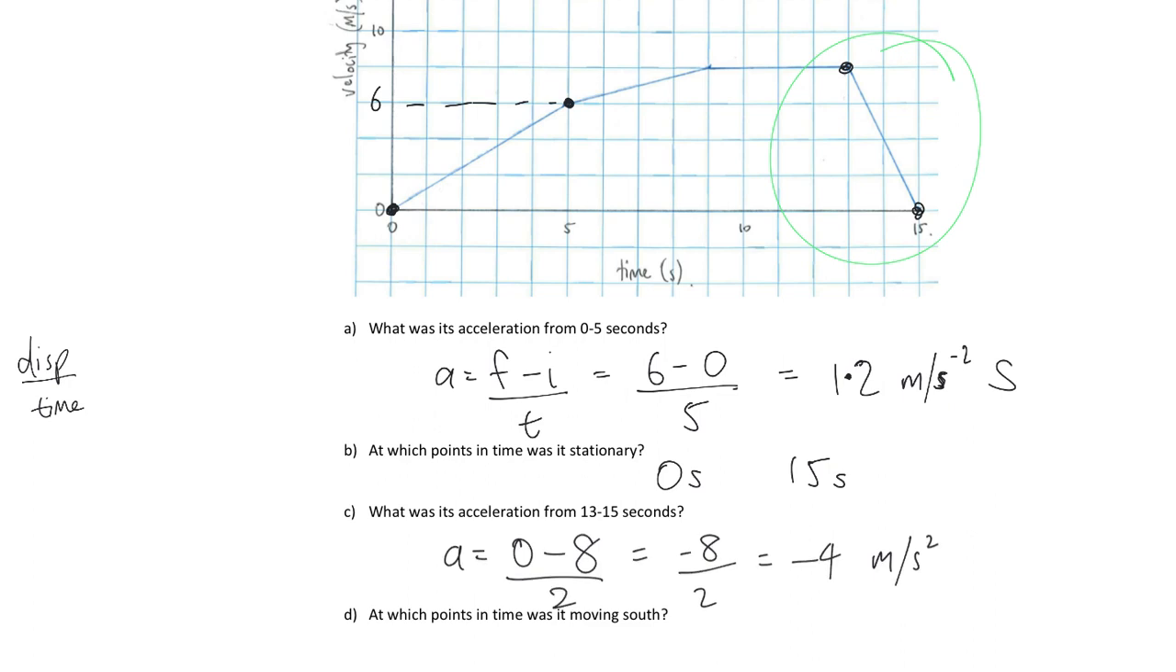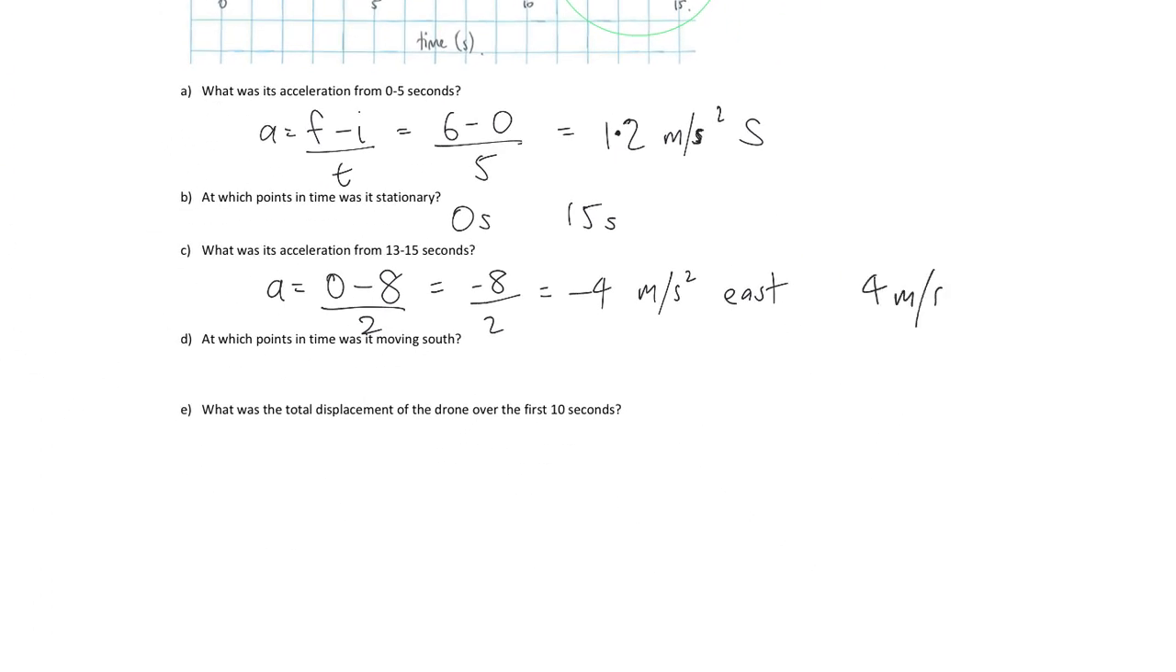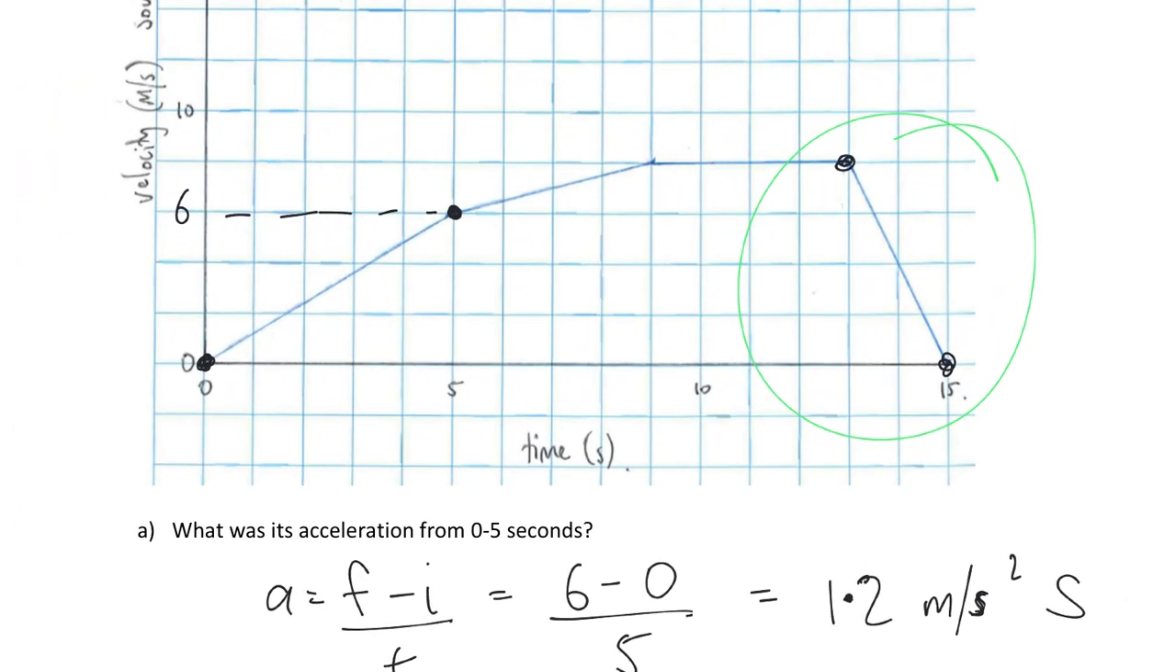Whoops, that should be like that. Right? And you can also write it like this, meters per second squared, like that. But that's not finished. What am I missing? I need a direction, right? So the direction, I could say it's a negative in the eastward direction. Alternatively, I could say it's 4 meters per second squared in the west direction. Okay? It is doing what in that period of time? Is it speeding up or slowing down?